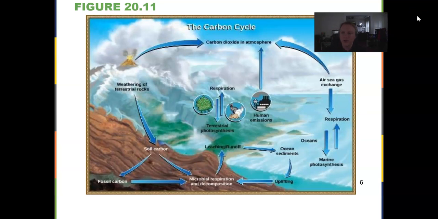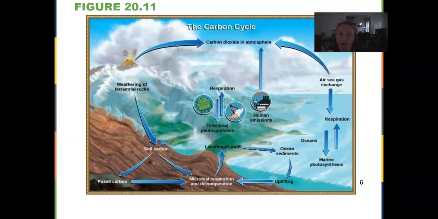All right, so we are here at the carbon cycle. Here is the picture from the book. The original caption on this book says, carbon dioxide gas exists in the atmosphere as CO2 and is dissolved in the water as carbonic acid.